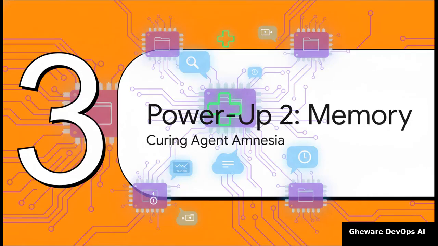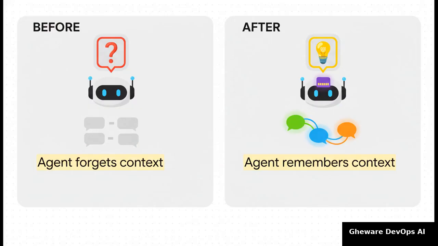Okay, let's move on to the next power-up, and you'll see how these things start to stack. We are going to solve one of the biggest, most annoying limitations of simple AI, its total lack of memory. We're going to cure its amnesia. Without memory, every single time you talk to it, it's like you've never met. You could tell it your name, and in the very next prompt, poof, it's gone. It's so frustrating. It makes a real conversation impossible.